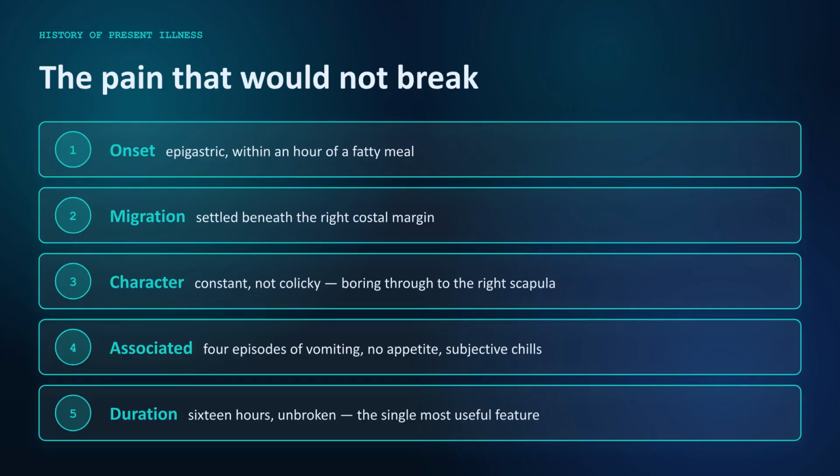Now notice the single most useful feature, duration. Biliary colic almost always breaks within about 6 hours. Pain still present at 16 hours is no longer colic. Ask about previous attacks every single time. A history of short repeated episodes is often the strongest clue you will be given.